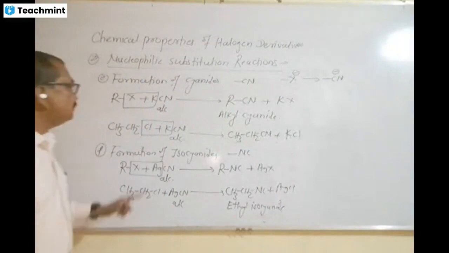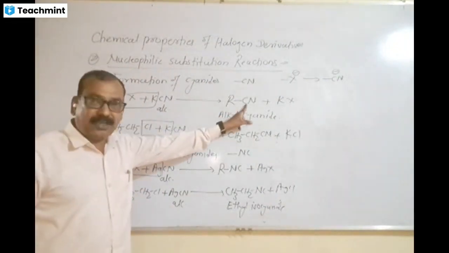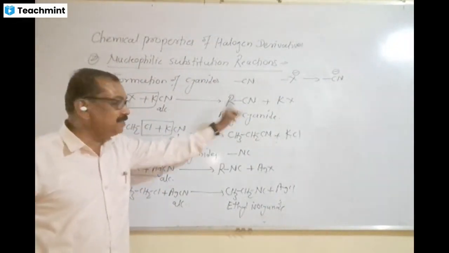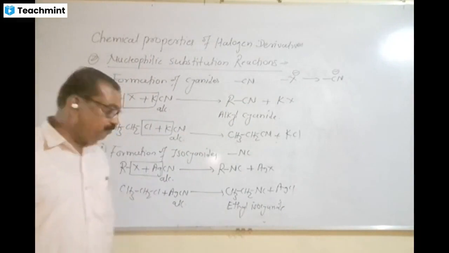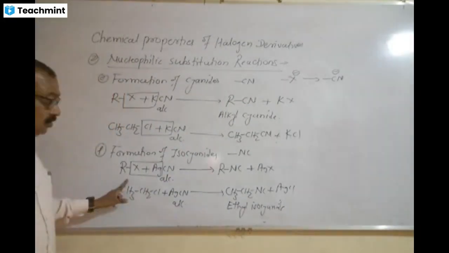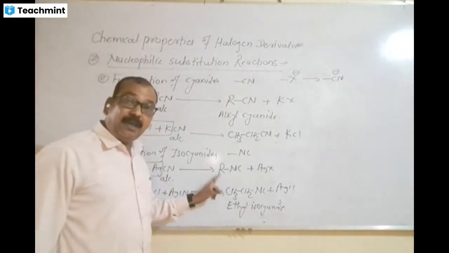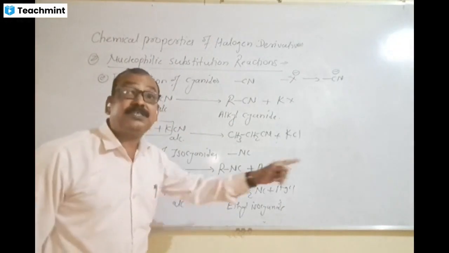Here cyanides are formed, that is, the bond is formed between R group and carbon atom from the CN group. And in this second reaction, the bond is formed between R group and nitrogen atom from the CN group.